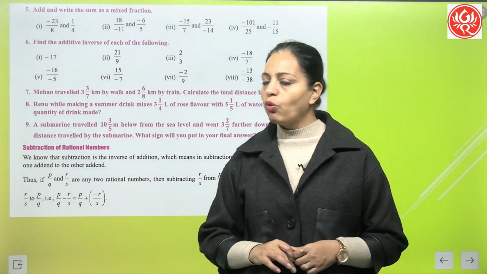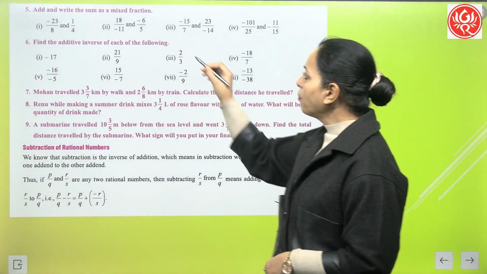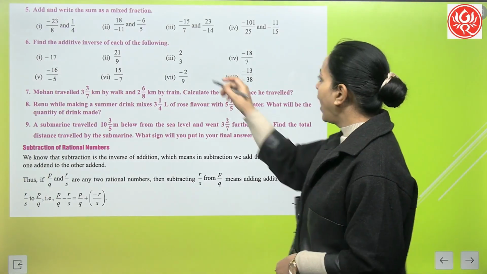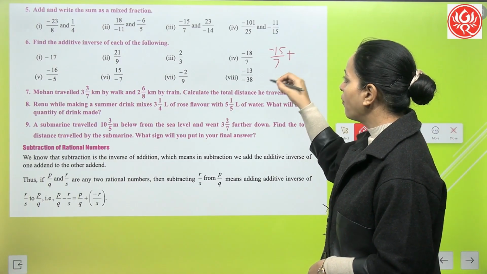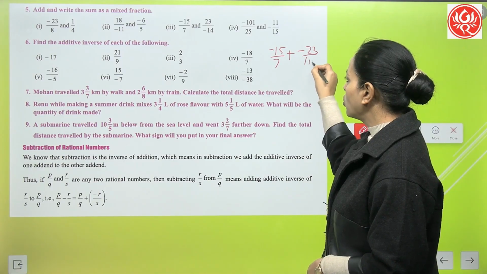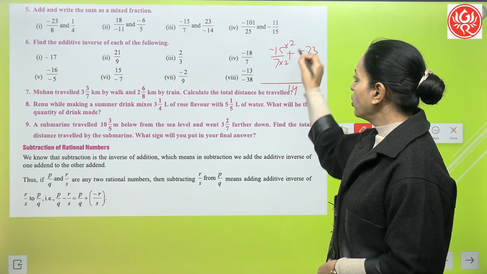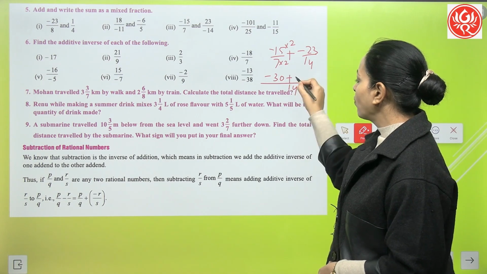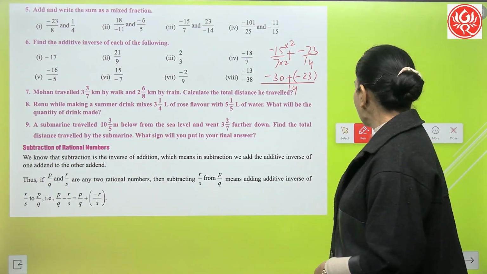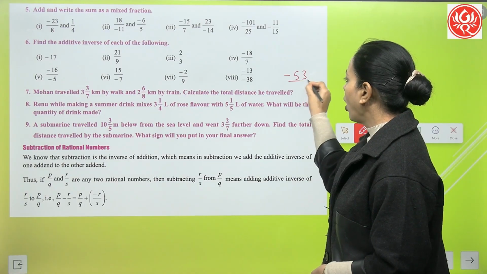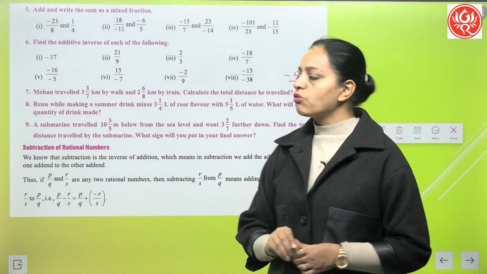Now come to the next, the fifth one. Add and write the sum as a mixed fraction. See here, like the third part, minus 15 upon 7 and 23 upon minus 14. So what can we write? We can write minus 15 upon 7 plus minus 23 upon 14. Take the LCM. LCM is 14. So here 7 into 2, so 15 into 2 is minus 30, plus this one as it is, minus 23. So both are negative. We have to add these two. So what will you get? Minus 53 upon 14. Now we can change it into a mixed fraction. Similarly, you can try the remaining parts.